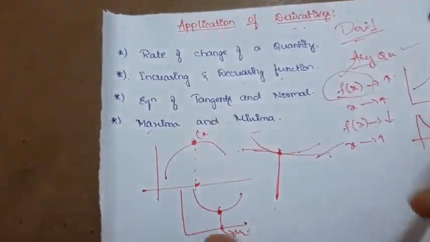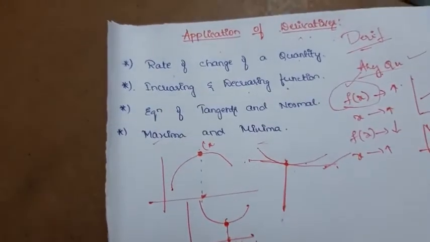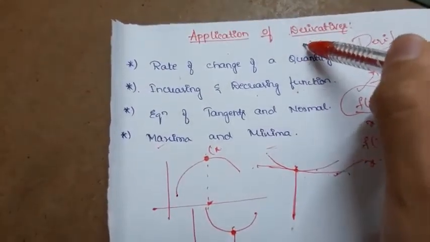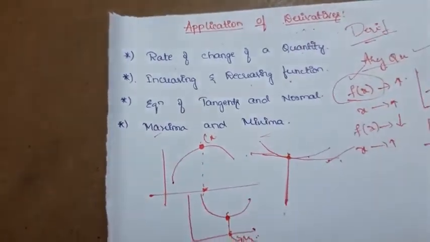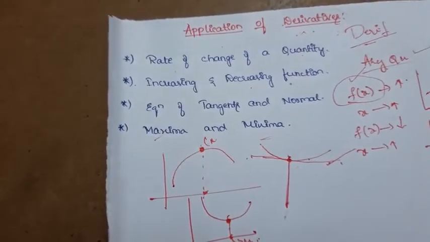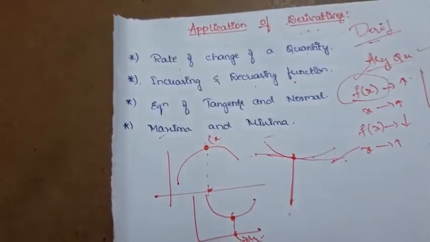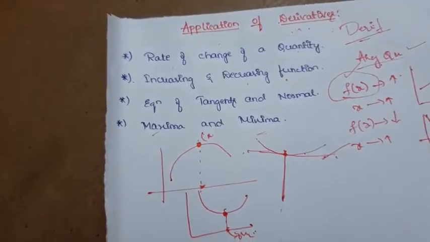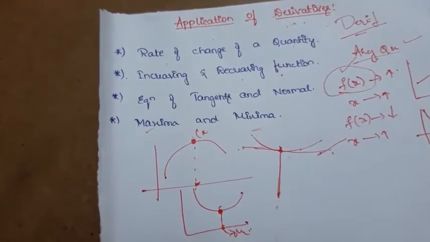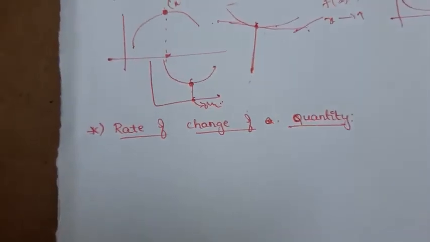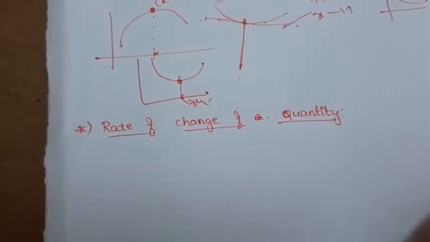So these are the basic things which we are going to study in this application of derivatives chapter. These are what we are going to cover in this chapter. So let us go through each and every concept step by step, in detail. In that, the first thing is the rate of change of quantity.